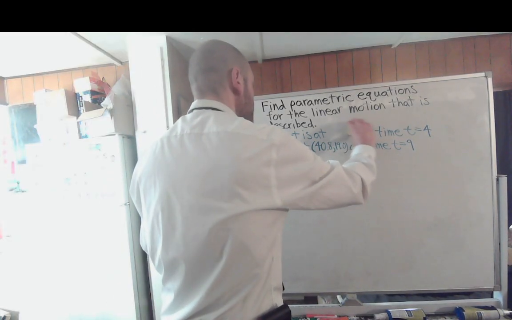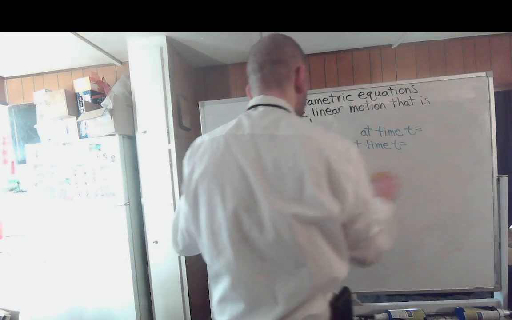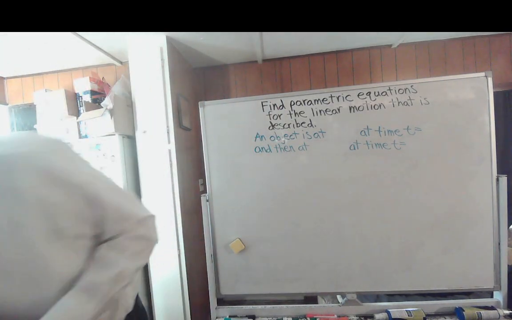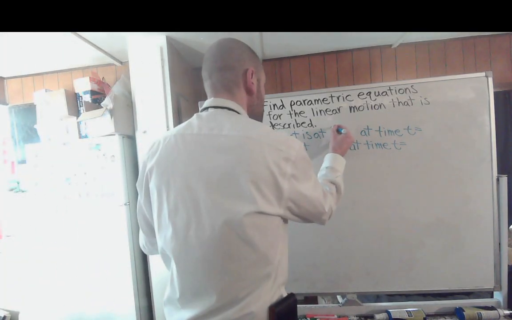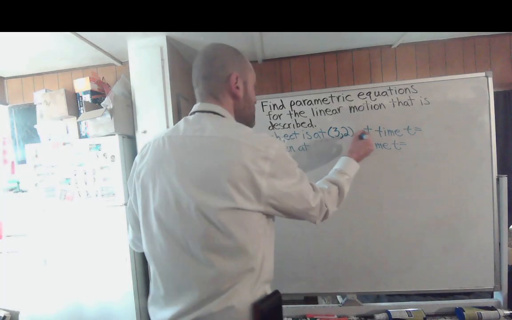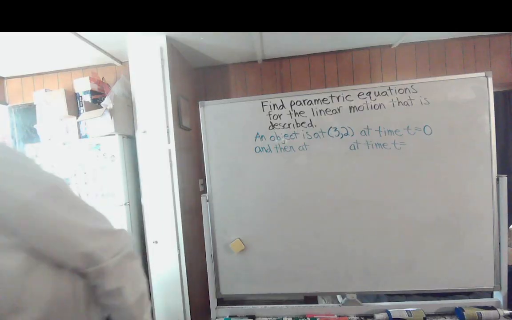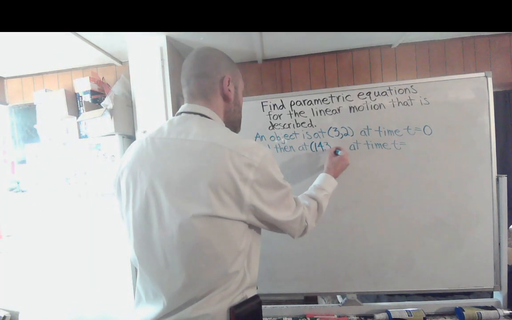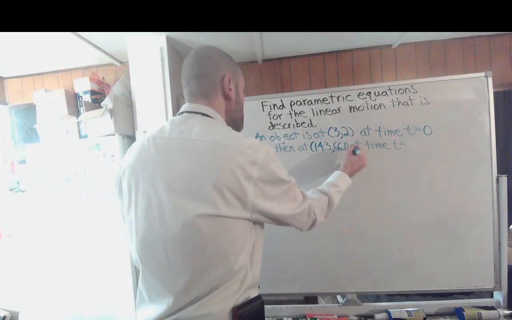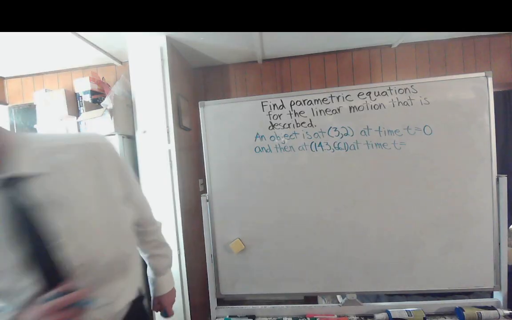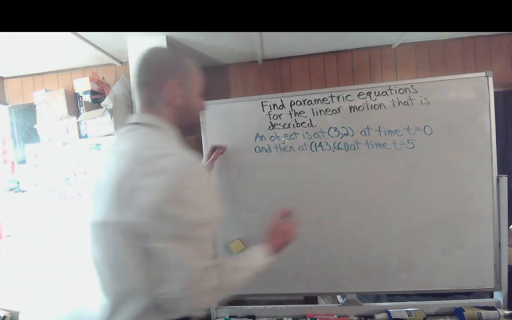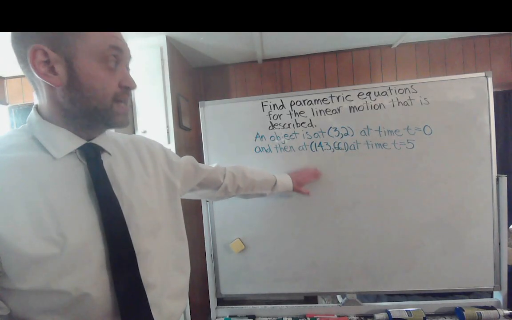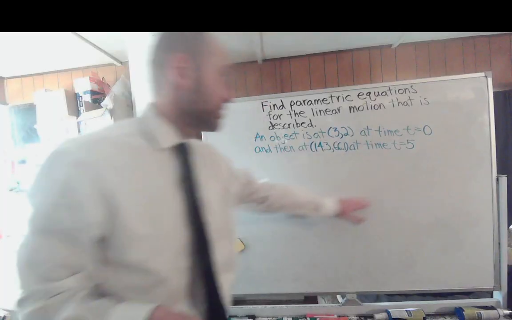Alright, what do they give us this time? Alright, so we have an object at 3, 2 at time t equals 0, and then at 14.3, 66.1 at time t equals 5.